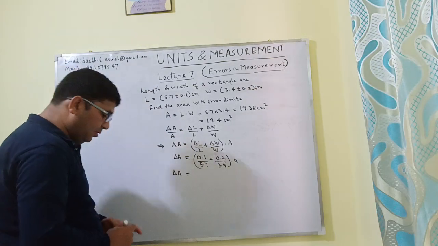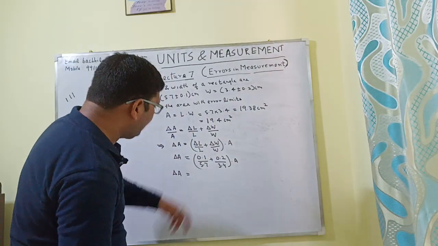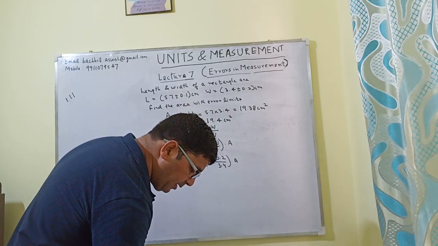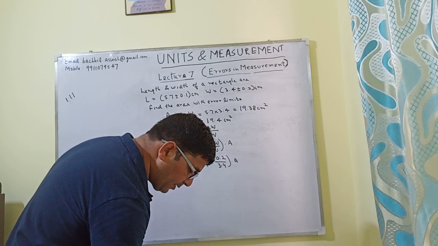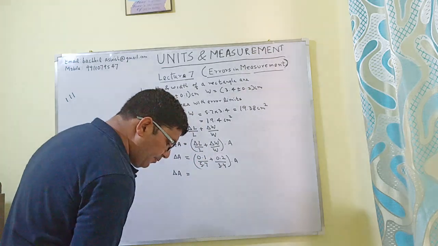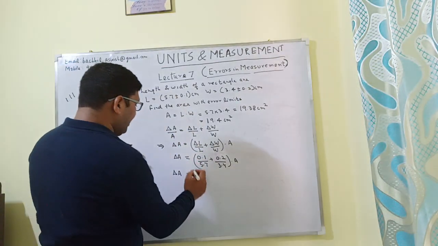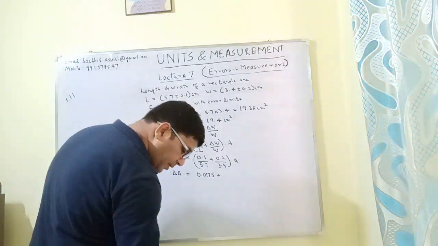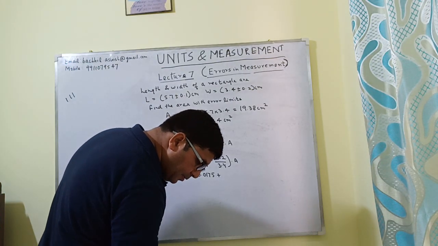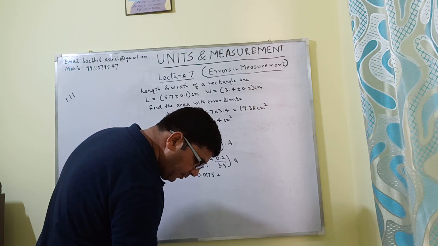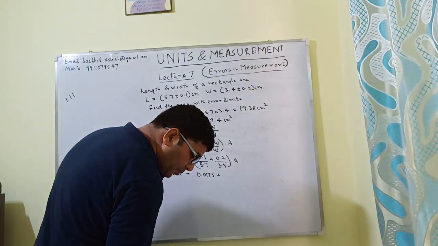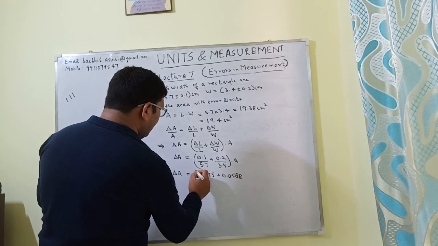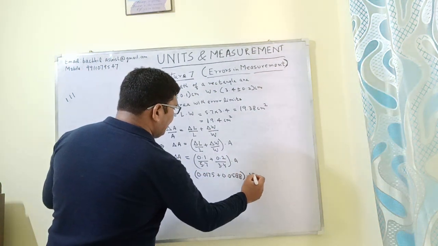Now let us find the value of this. 0.1 divided by 5.7, which is equal to 0.0175, plus 0.2 divided by 3.4, which is equal to 0.0588, into A, which is equal to 19.4.